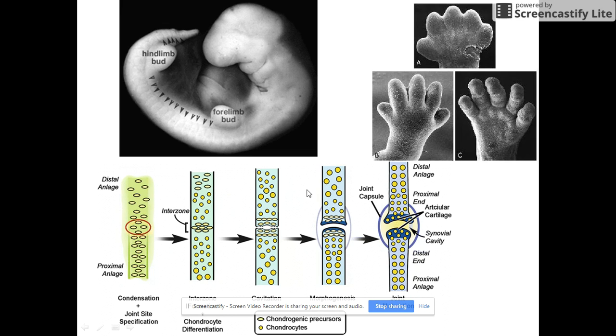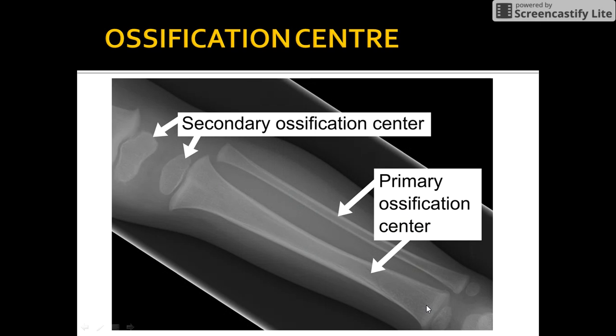Then at around 6 weeks, a cavitation is formed in the bone, which will ultimately lead to the formation of the joint and the synovial membrane by around 10 to 12 weeks. Then we'll see the ossification centers.